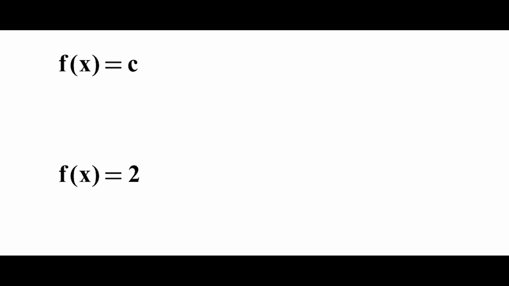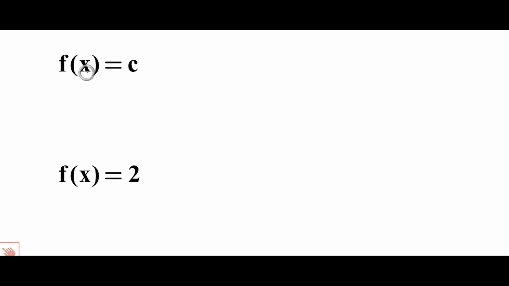In this video, I'm going to show you how to take derivatives with the rules, the faster, simpler way. Let's get started. If f of x is equal to c, a constant, the derivative of any constant is 0.